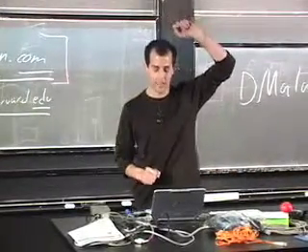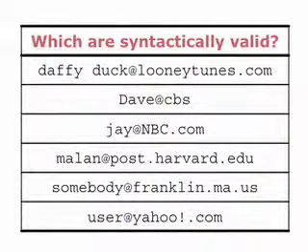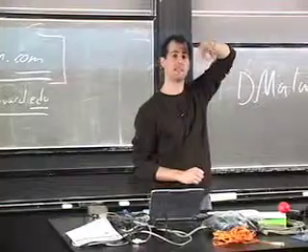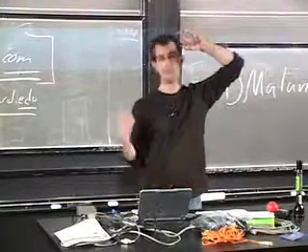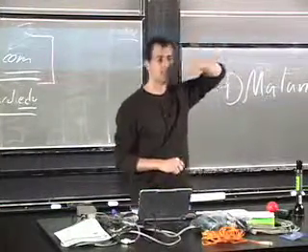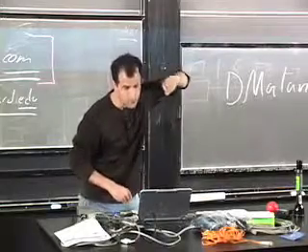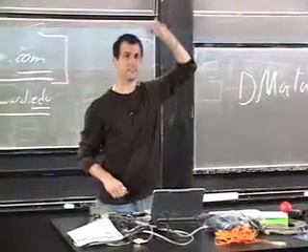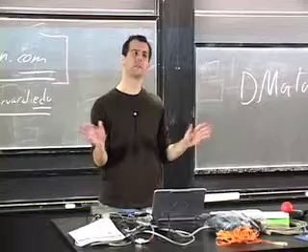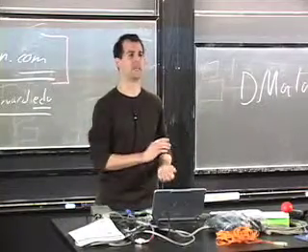OK, back to the list at hand. Malin is correct. Jay is correct. What's wrong with the other three? Spacey and Daffy Duck. That one won't work. Dave at CBS is missing the ever important TLD. You don't need a subdomain. You do need a TLD. And finally, what's wrong with user? The exclamation point. Right? If it looks kind of funny, it's probably not legitimate these days.